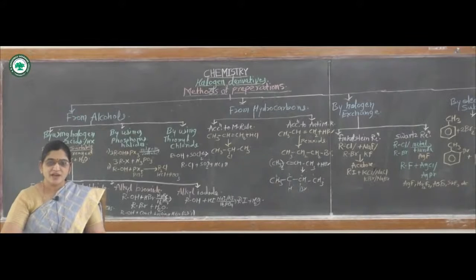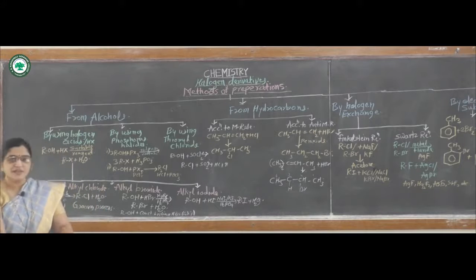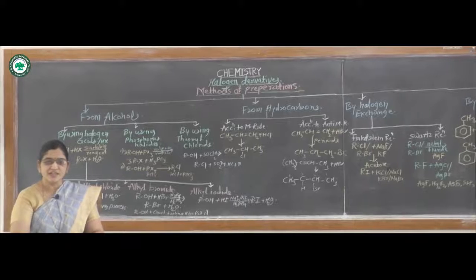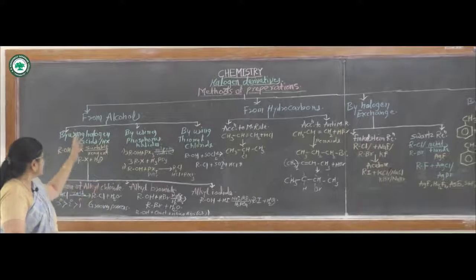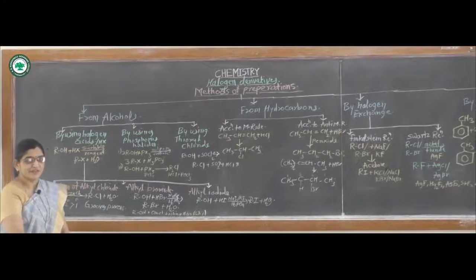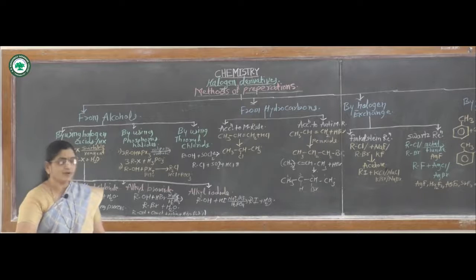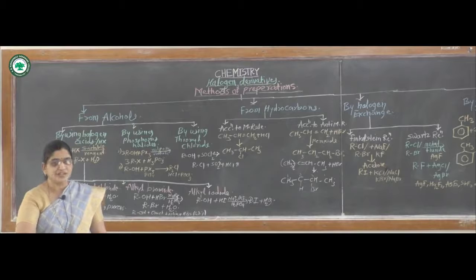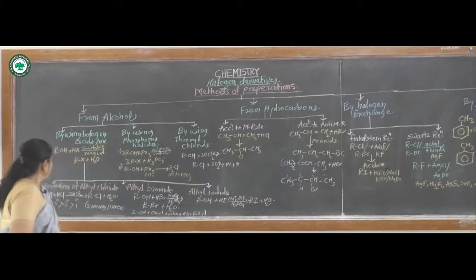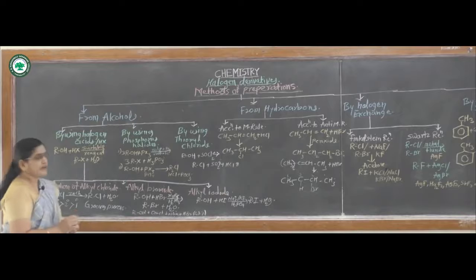Hello students, in the last lecture we saw the nomenclature of halogen derivatives of alkanes. Today we are going to study the methods of preparation of halogen derivatives. There are four methods: first, from alcohols; second, from hydrocarbons; third, by halogen exchange; and fourth, by electrophilic substitution reaction. Then we can proceed one by one.